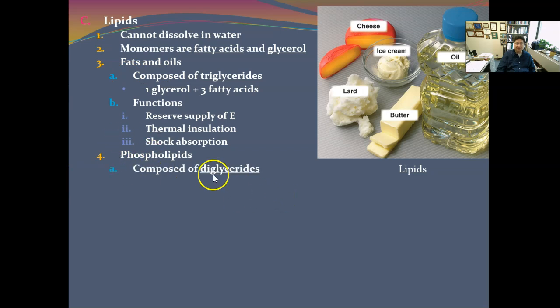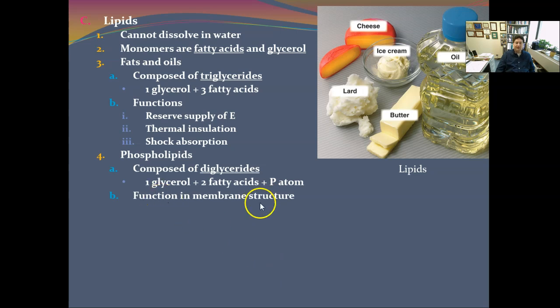Phospholipids, our next category, are composed of diglycerides. Now we have our 1 glycerol, 2 fatty acids, and in place of that 3rd fatty acid, we have a phosphorus. Their function is to form membranes. The membrane around every cell, not the cell wall, but the membrane just inside that, is made up mostly of phospholipids. And lastly, sterols. Sterols are lipids that are not a straight line.